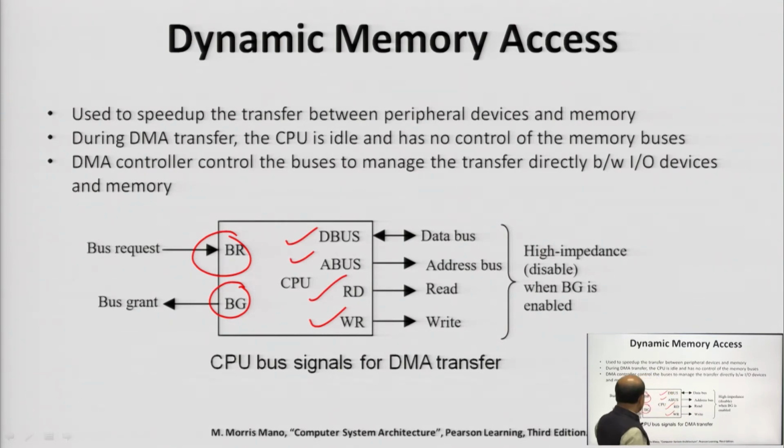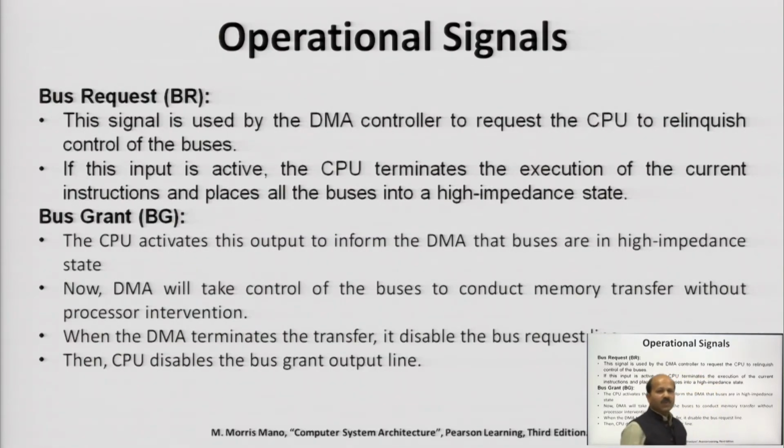So, once the BG signal is enabled by the CPU, these buses will be in high impedance, which means the control of these buses is given to the DMA. These are the operational signals generally used in DMA transfer by the DMA controller. First is the bus request signal, as I said in the previous slide.